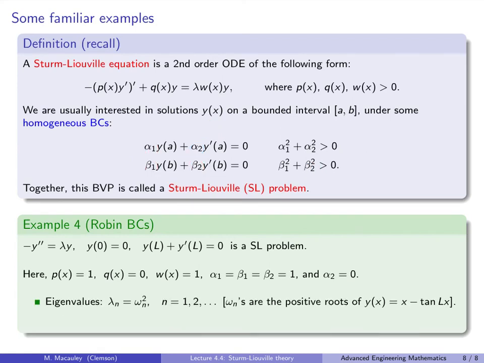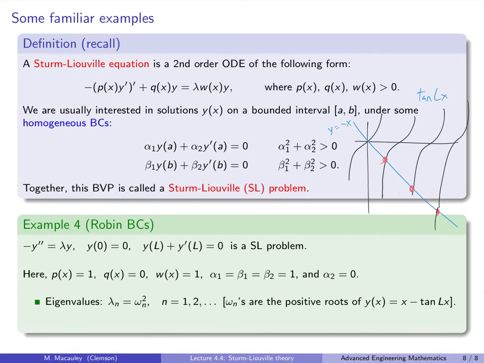The eigenvalues here, this was more complicated. We didn't get a closed form solution. What we got, if you recall, is the one where we had that graph of the tangent function. And so to find the eigenvalues, we actually had to solve this equation. We had to find the intersection of tangent of Lx and y equals negative x. And we took the positive roots of that. And those were the omega. So this was omega 1, this was omega 2, this was omega 3, and so forth.